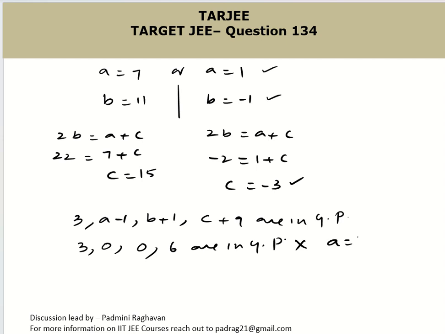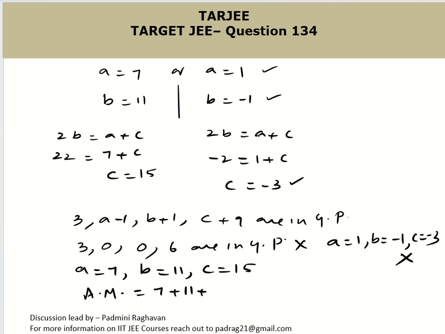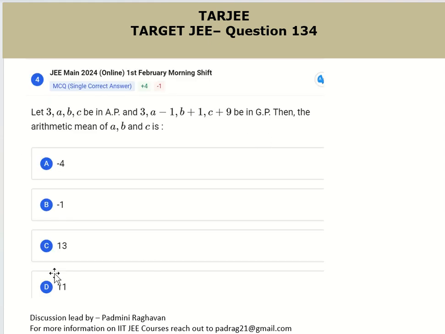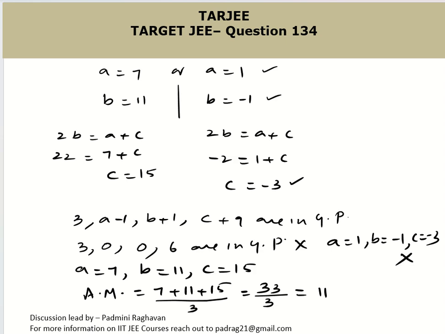That means a is equal to 1, b is equal to minus 1, c is equal to minus 3 cannot be taken as values of a, b, c for these relations to hold good. That means the values are a is equal to 7, b is equal to 11, c is equal to 15. They have asked us for the arithmetic mean of a, b, c, that is 7 plus 11 plus 15 divided by 3, which is 33 divided by 3, which is equal to 11. The arithmetic mean is going to be 11, which is option D, the right answer.